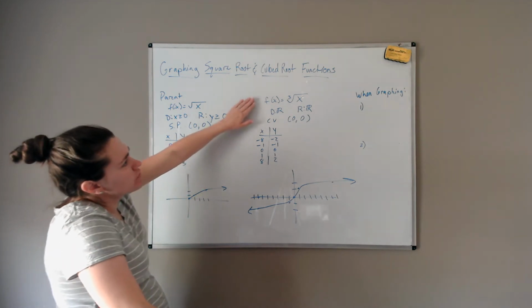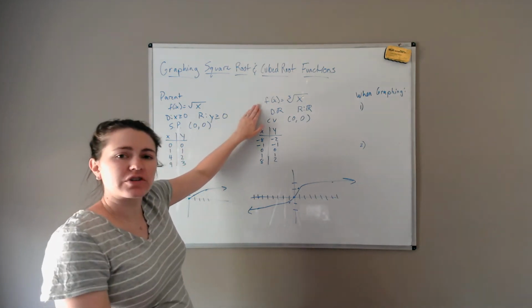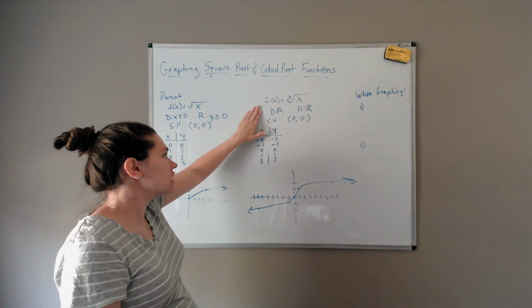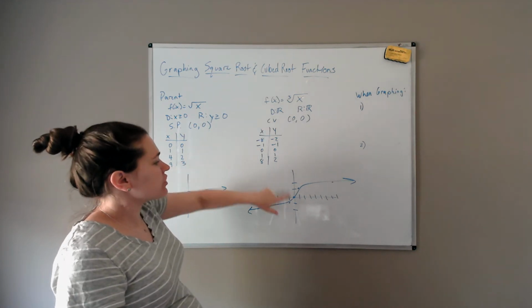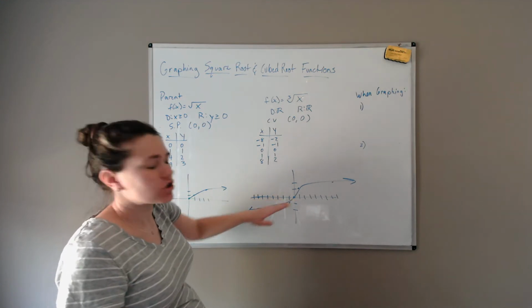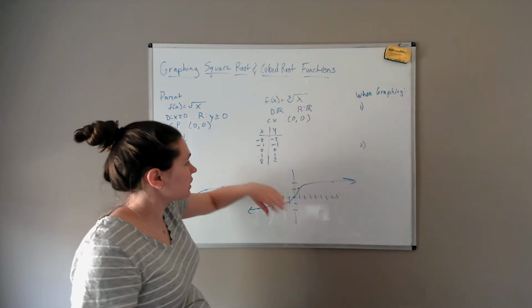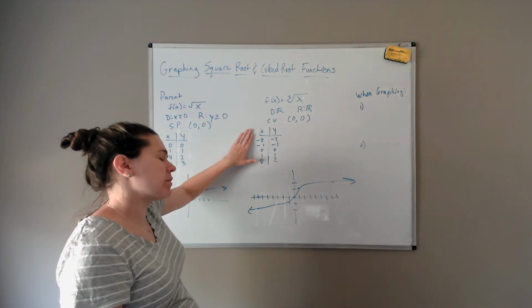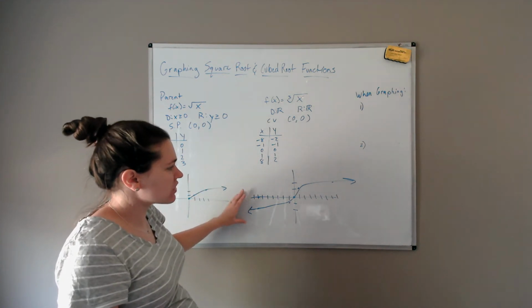Okay, cubed root of x, you could plug in all real numbers because you could take the cubed root of negative numbers. And the range is all real numbers. The parent has a critical value of (0, 0). That's where we're seeing that shape of that turning happening. And here's just a few more points so that we get a more accurate depiction of what the graph of the parent looks like.